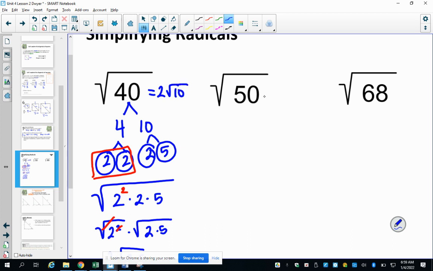Go ahead and try it with these two quickly, and then come back to the video and see if you are doing it correctly.